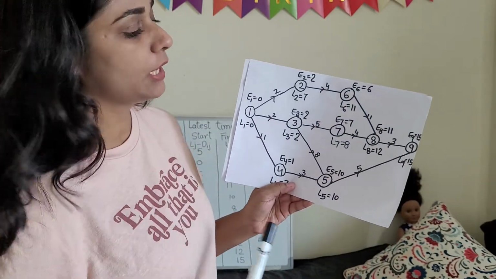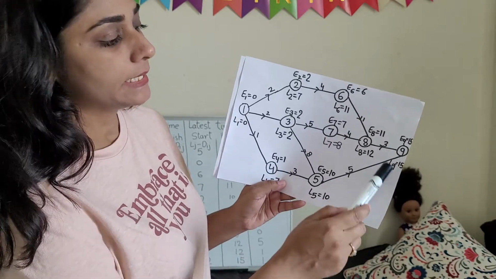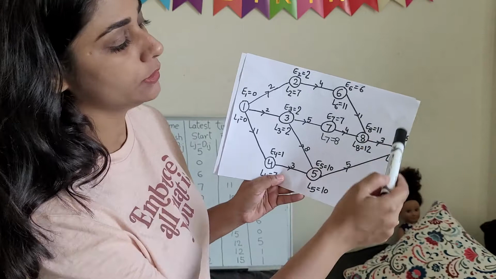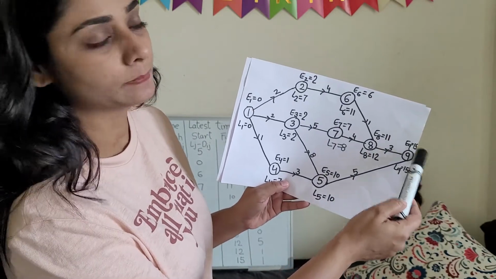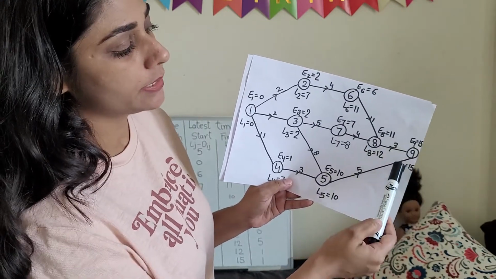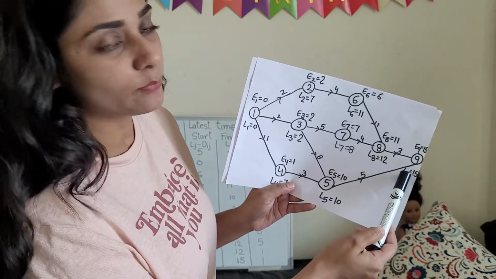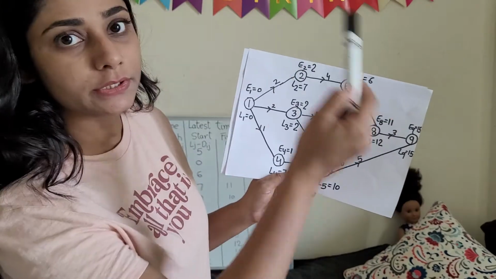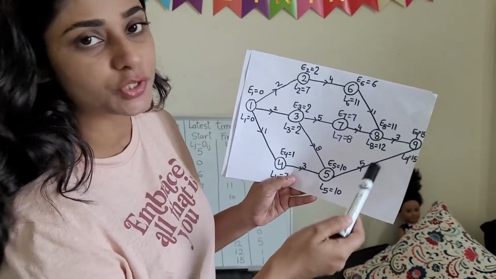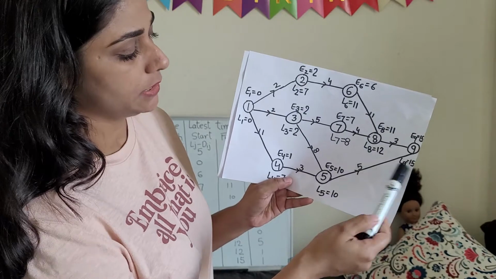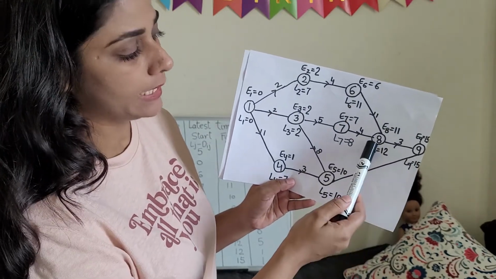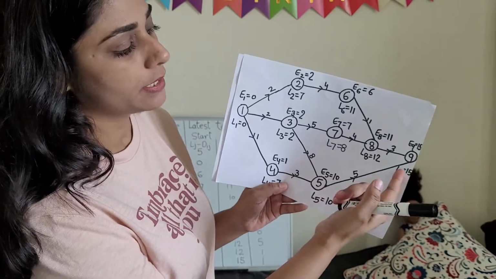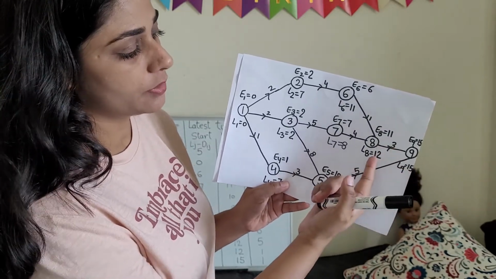Earliest time done. Now we will find out the latest time. Latest time we will start from the last event, and the latest time will be equal to the earliest time. So E9 is 15, so the latest time also will be 15. L9 equals 15. Now we are moving in the backward direction, so we will subtract the durations. After L9 we will come to L8. L8 equals 15 minus 3, which is 12.